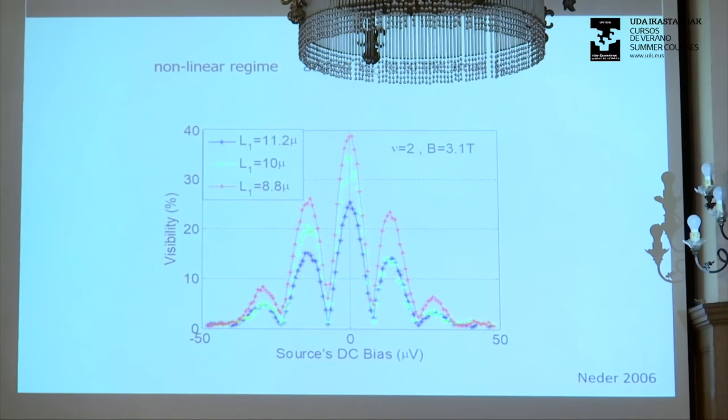This is the visibility. The visibility is going from here at the center, when there is no DC voltage, 40% visibility or so. And it goes down to zero, goes up again, goes to zero, and again and again. And this is the different lengths of one arm versus the other.